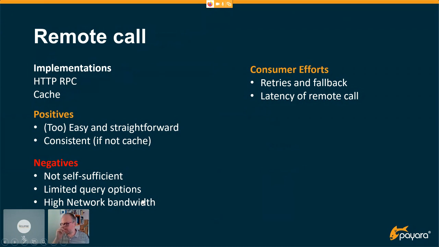Also, the fact that each piece of data needs to travel over the network at least twice in this situation gives some bandwidth considerations. Consumers therefore need to handle those retries and fallbacks, and also take into account the latency of the remote call. So if the data lives in a remote system, it will by definition be slower than if it resided in the same database, for example, or in the same data storage.